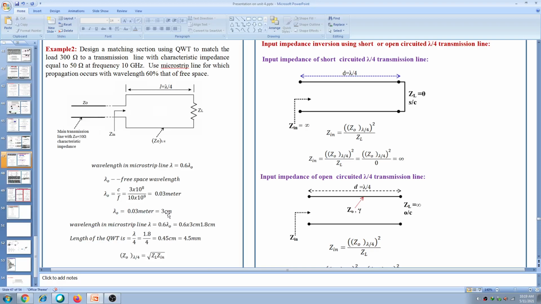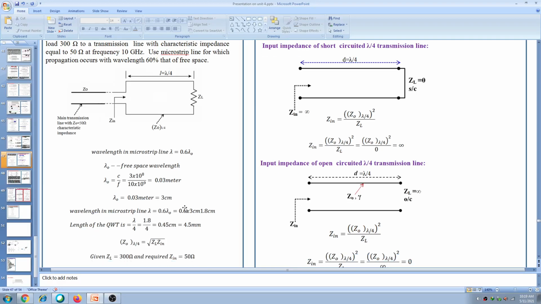In centimeters it is 3 centimeter, that is lambda naught. But actually you should not take lambda naught by 4. The length of the line is not lambda naught by 4. We should take lambda by 4, that means the wavelength in the transmission line. Wavelength in the transmission line is different from wavelength in free space. So this is lambda by 4.